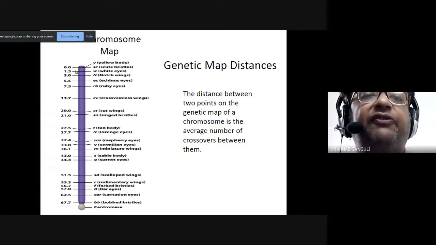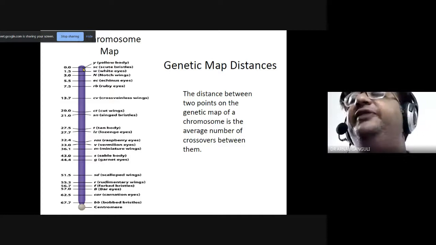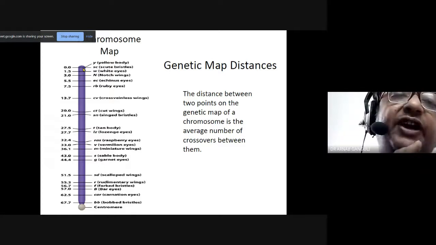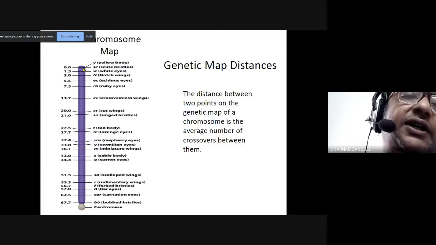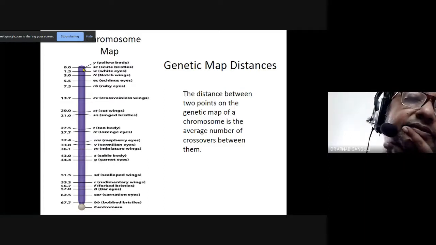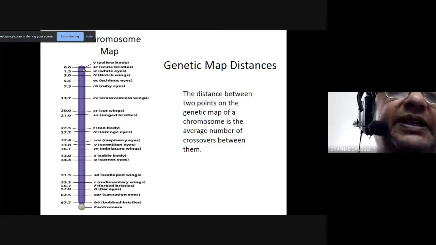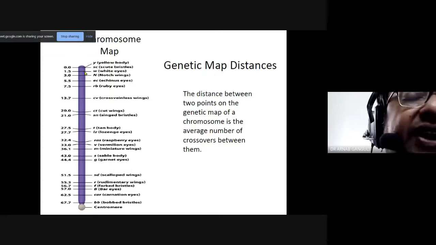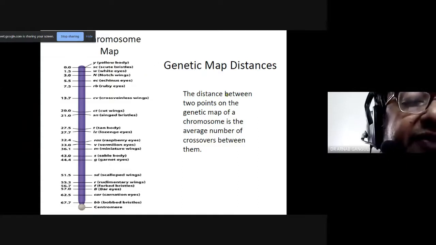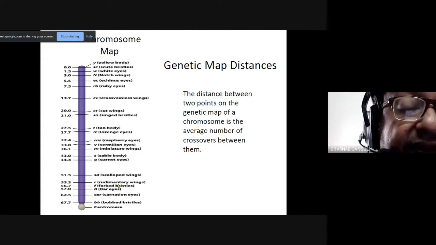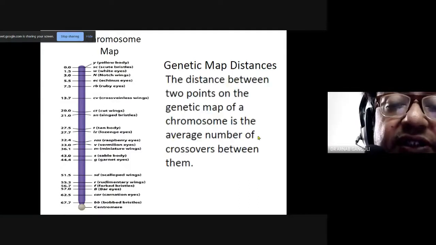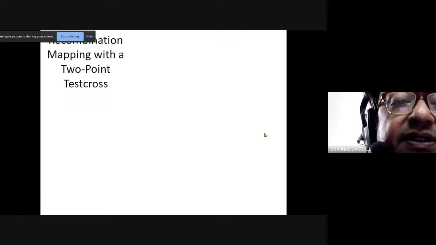0 and 1.5, that means the 1.5 difference is there. 1.5 means something like you get into around 15% crossovers taking place. They are very 0.15. So they are very closely associated with each other, these two genes. So let us see how it happens.